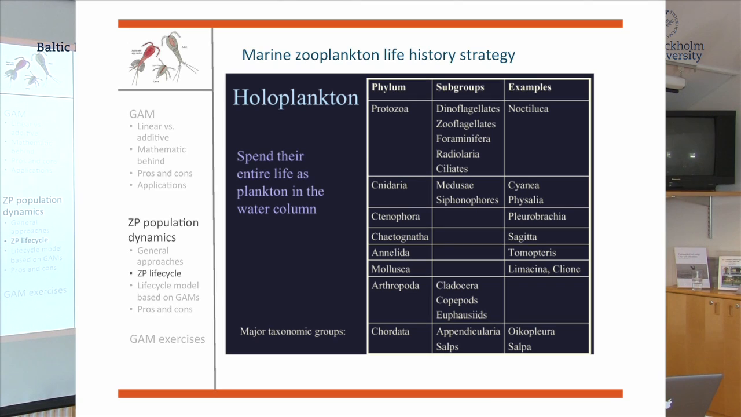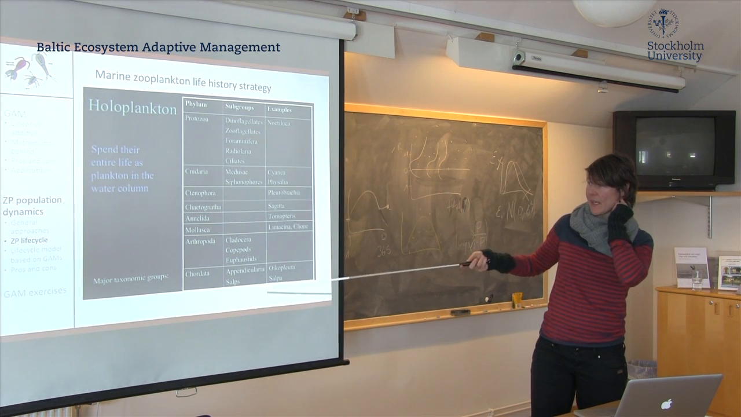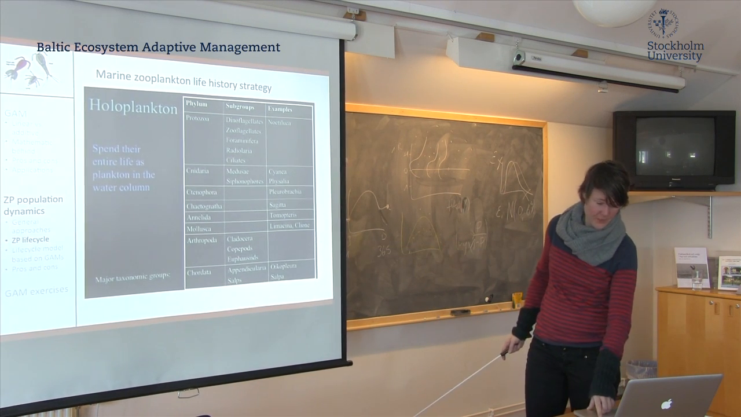Among the holoplankton, there are lots of different taxa. From the cnidarians, for example, you have Cyanea and Aurelia, which live in the Baltic Sea. You have Pleurobrachia, a ctenophore that is in the Baltic Sea. Sagitta is a chaetognath that is common in the Baltic Sea. And then also copepods, the main species that I'm looking at.